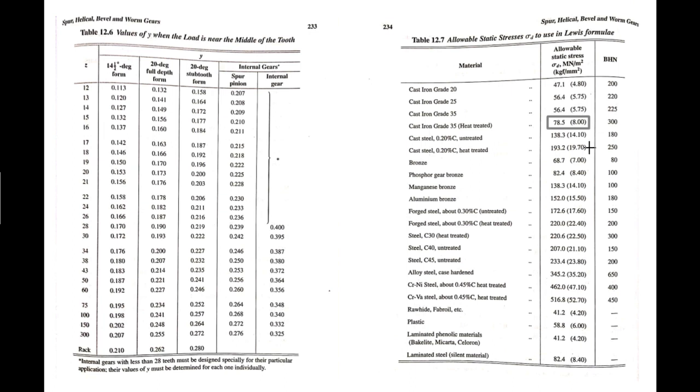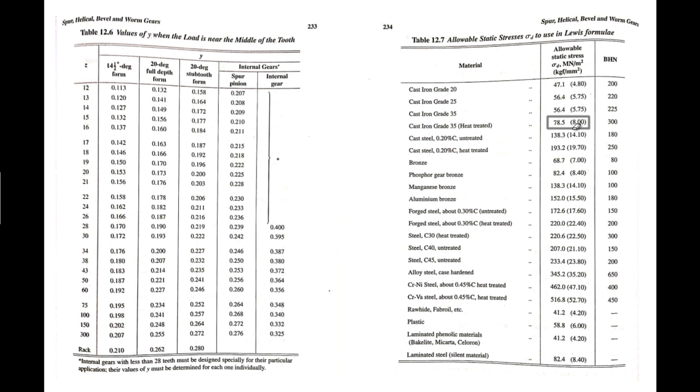And the next one is cast steel. So the value we are going to select is this one. These two are the values we are supposed to select, and that is being written in your solution. This is how you are supposed to select the values.